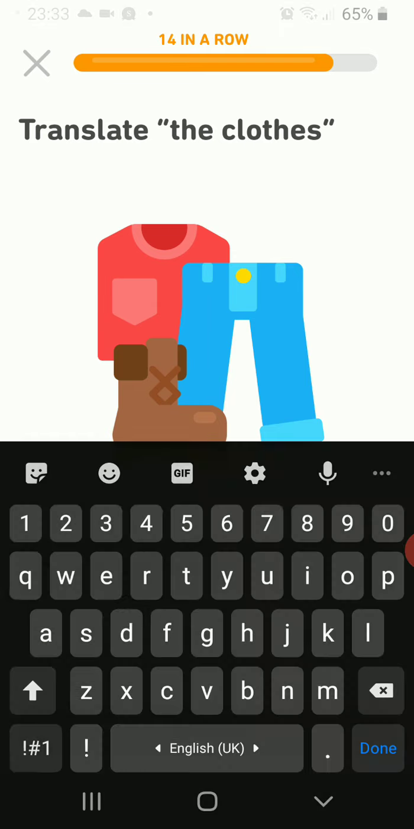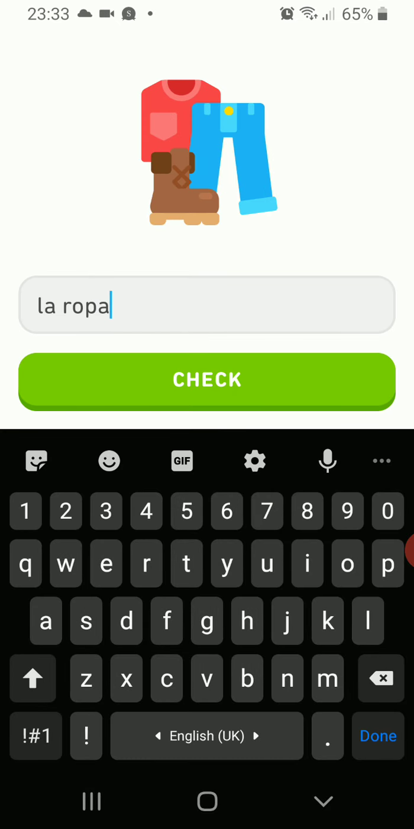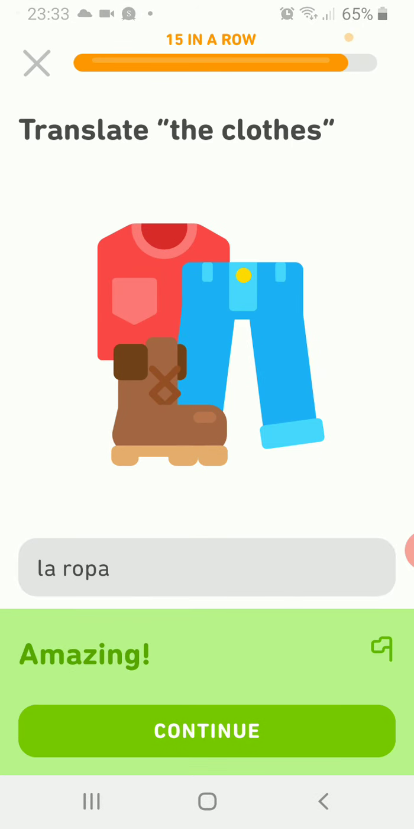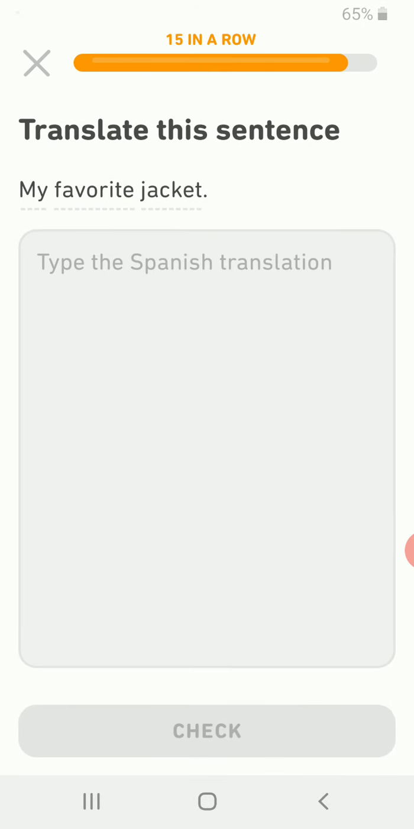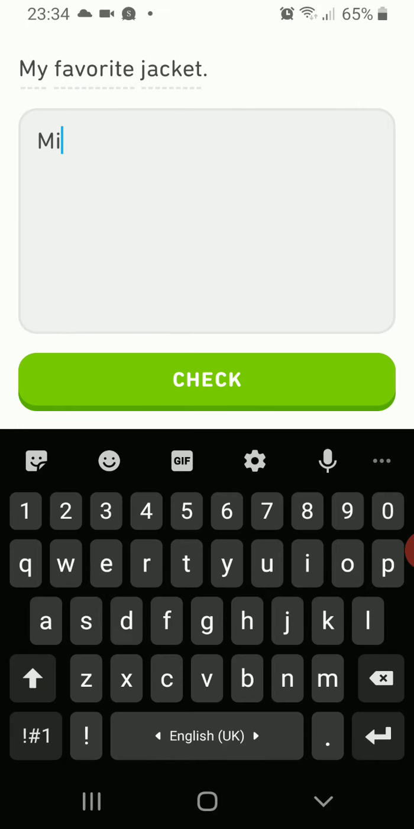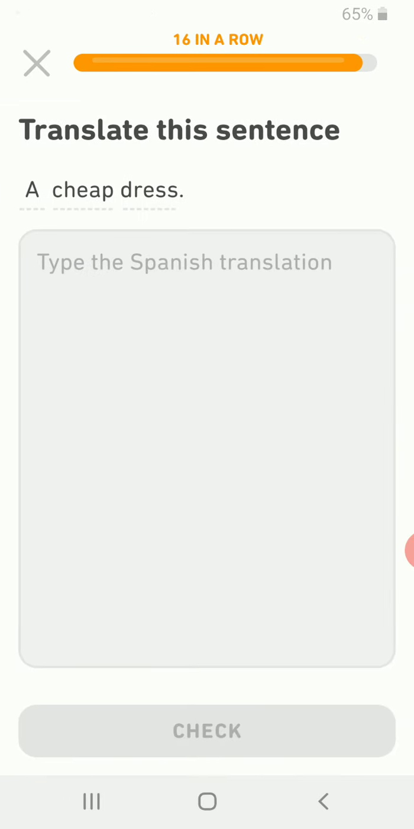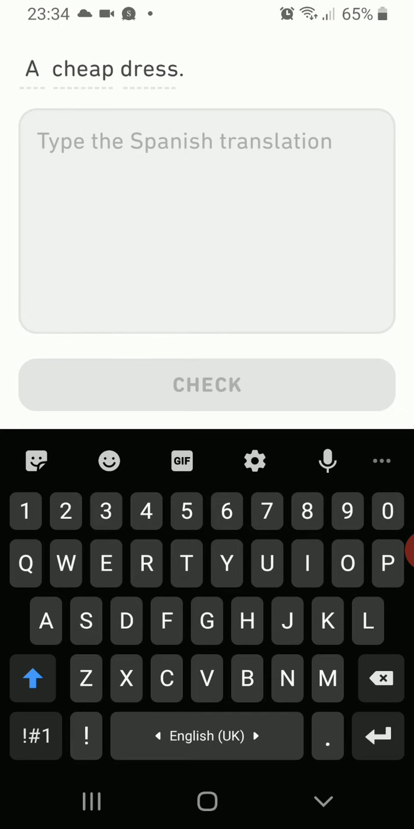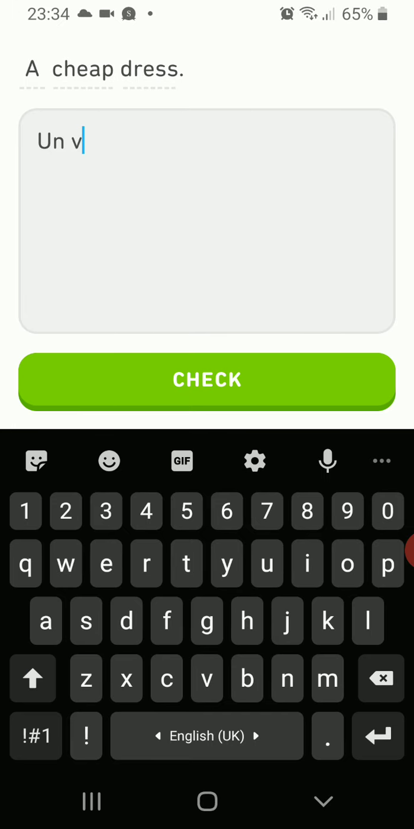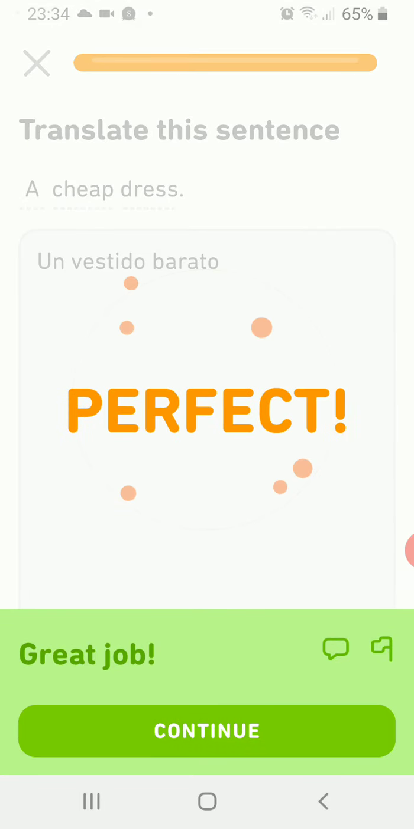Okay, so the clothes. La ropa. Ropa is a collective noun, so it will never be in plural because it's already like a group. So my favorite jacket, mi chaqueta favorita. And the last one, a cheap dress, un vestido barato, and that's it.